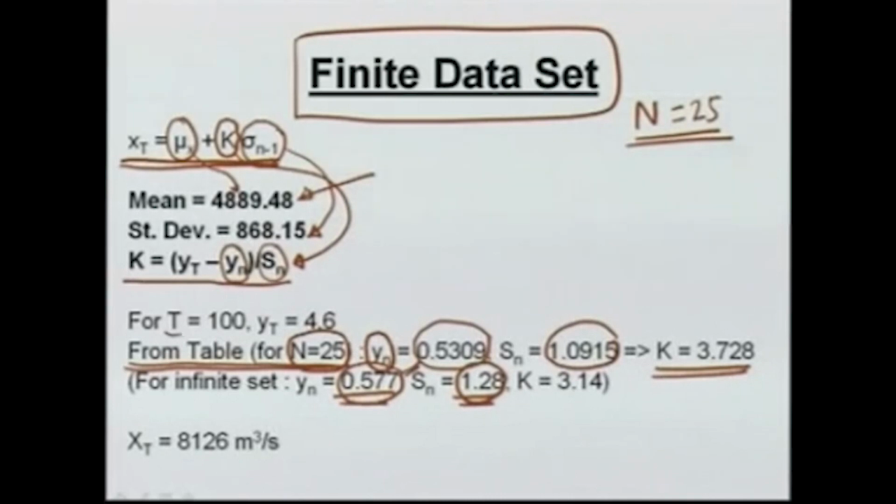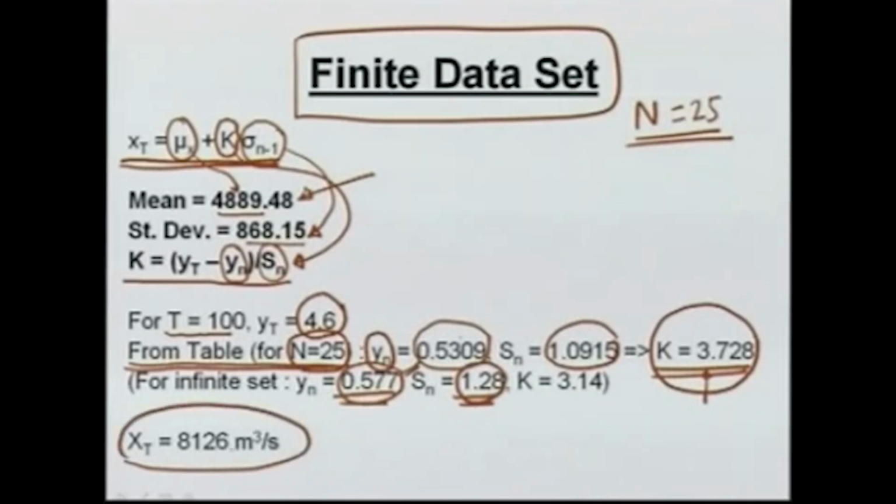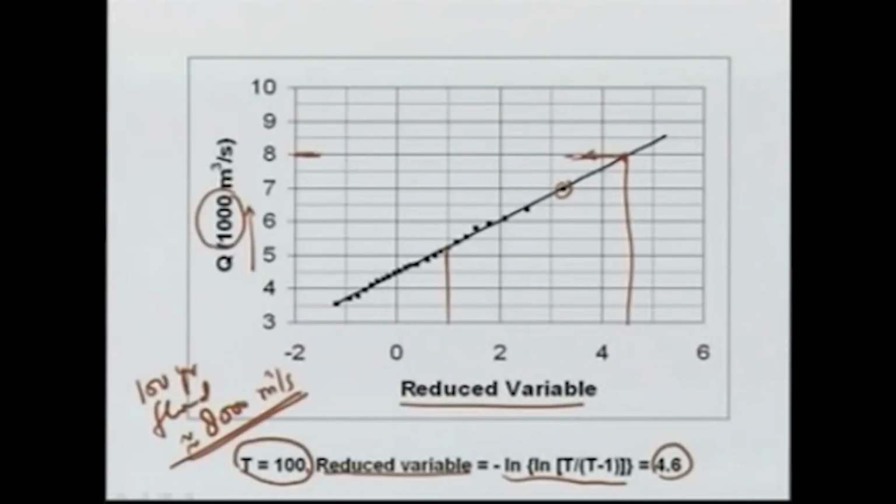Let us say we want the 100-year flood. Reduced variable we have already seen will be equal to 4.6. So, 4.6 minus 0.5309 divided by 1.0915 will give us a value of K equal to 3.728. And then using this equation where mu is known, sigma n minus 1 is known, K is also obtained from here, we can get the 100-year flood as 8126 meter cube per second, which is very close to what we had obtained graphically at about 8000 meter cube per second.